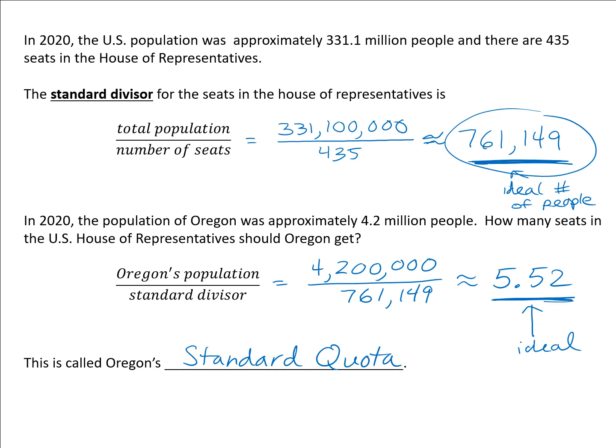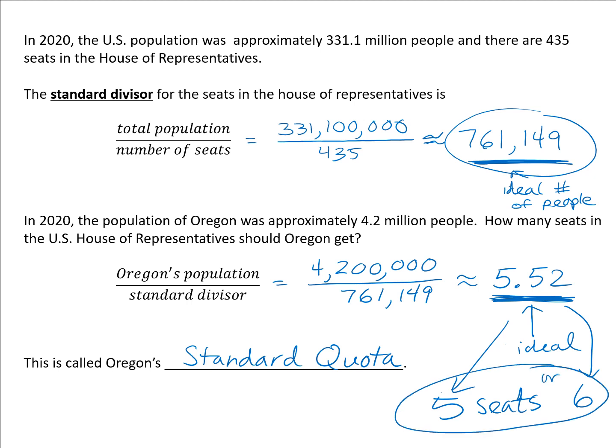So the standard quota is the actual ideal. If we could have a decimal, it's 5.52. Now, we can't have a decimal. We can't have a portion of a seat in Congress. So Oregon is either going to get 5 seats or they're going to get 6. And that's what we have to figure out. Which is it? Is it going to be 5 or 6? And what Congress has to do is figure out how they want to make that decision. And so we have different apportionment rules that have been applied over the different years.